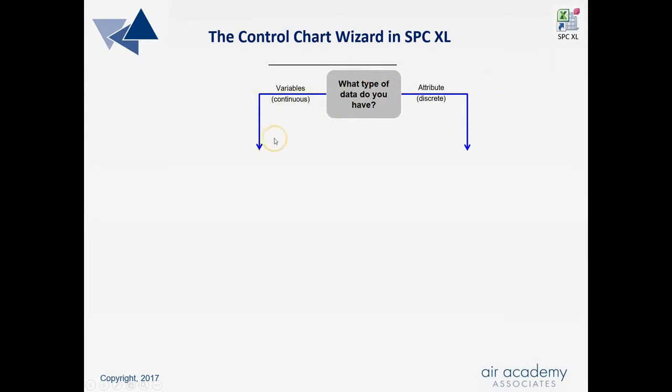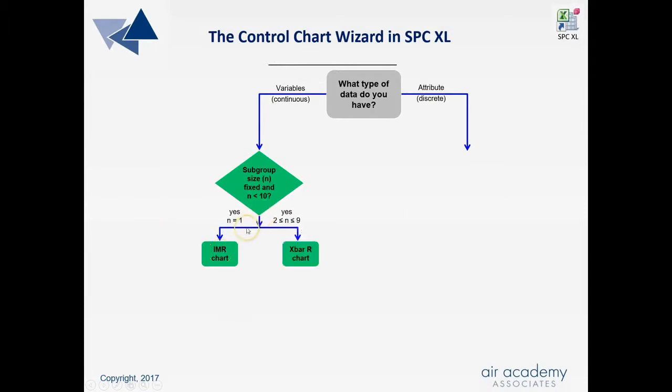Let's go down the left side here, variables data, and it's going to ask, is your subgroup size 1 or more than 1, and is it less than 10? If it is 1, you're going to use the IMR chart. That is an individual point. You're going to plot individual points with a moving range. And if it's more than 1, between 2 and 9, you'll use an X-bar-R chart. Those are the 2 charts that you should know as a practitioner of process performance improvement.